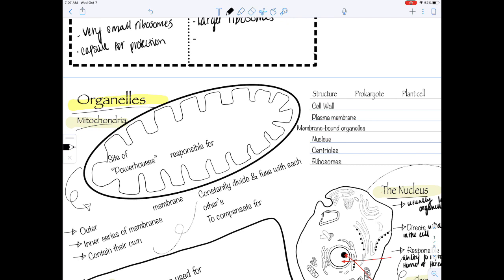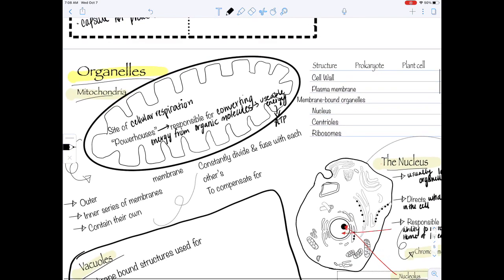So our mitochondria, this is our site of cellular respiration, often known as powerhouses, because they are responsible for converting energy from our organic molecules into a useful form of energy. And the most common energy molecule we're going to see is ATP. Now, one of the key components we have to understand about our surface area to volume is also in this production of energy. Because of the folds we see in the mitochondria, it's able to make a lot more ATP.